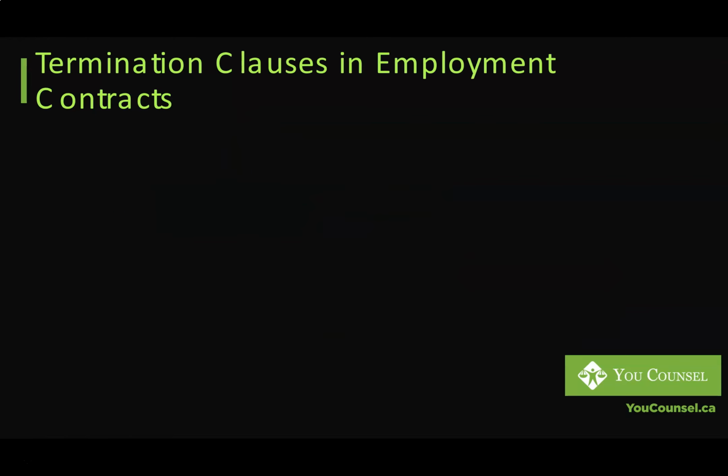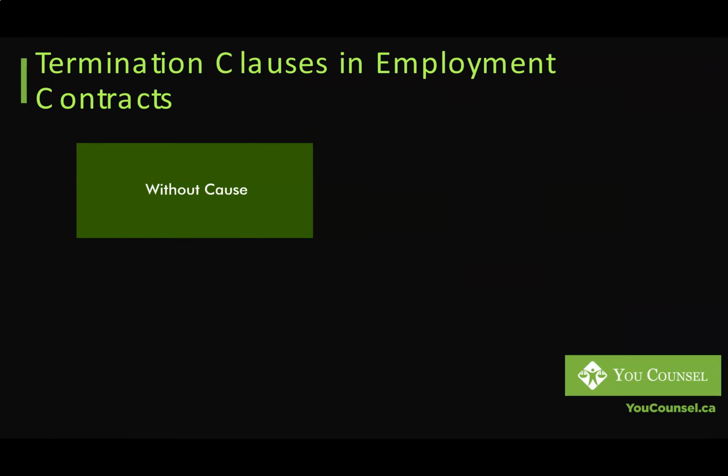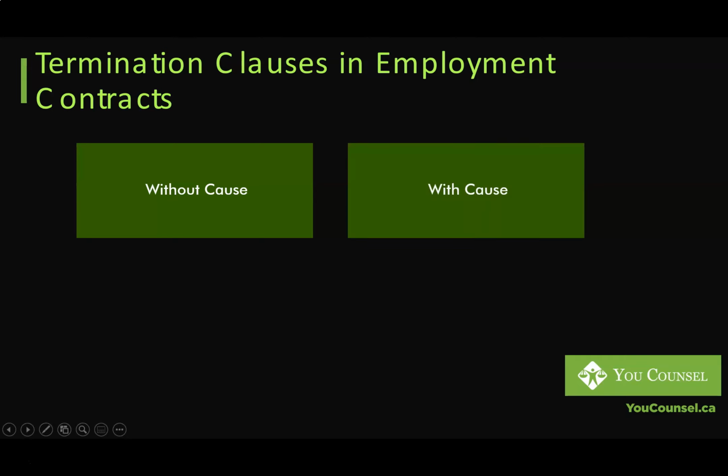In employment contracts, there are two kinds of termination clauses. One is a without cause termination clause, and the second is a with cause termination clause. Most employment contracts have both of these clauses. They are separate clauses. A lot of employment contracts may only have one clause, which will be without cause termination. They may not have a with cause clause. But most employment contracts will have both.